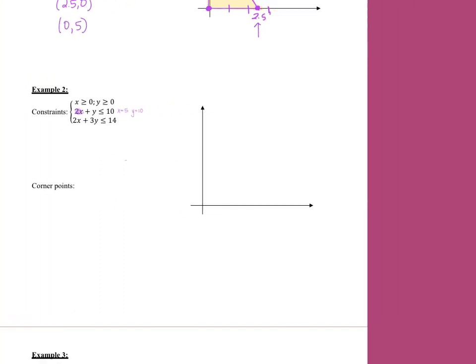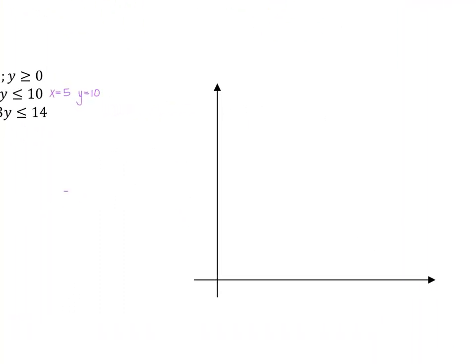So on my graph here, I'll go to 5 on the x-axis, 1, 2, 3, 4, 5, and 1, 2, 3, 4, 5, 6, 7, 8, 9, 10 on my y-axis, and I'll connect those two. That's a little better.